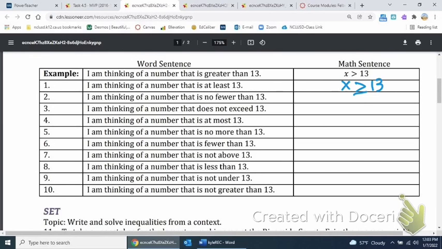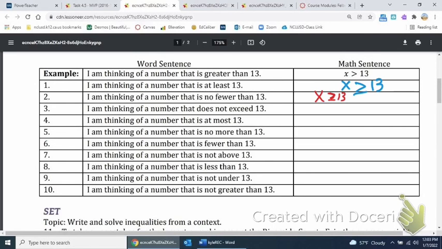Okay, so let's go to the next one now, number 2. I'm thinking of a number that is no fewer than 13. So if it can't be fewer... Yeah, it's weird the way they say it, right? It makes you want to say less than. But if it can't be fewer, it's basically asking the same thing. The number has to be at least 13, 13 or above. So these two are actually going to be the same answer. That's why it kind of gets confusing. So we're not going to do all of them.